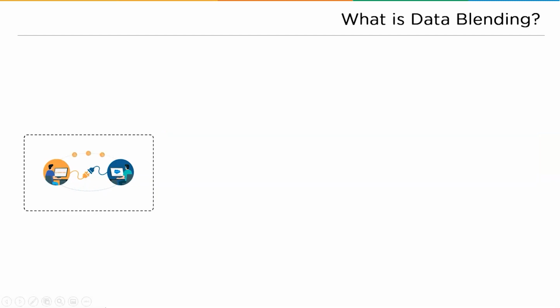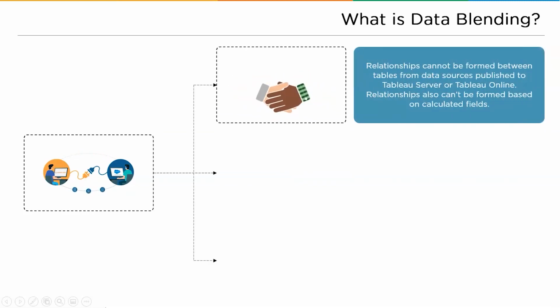You can take a screenshot of this and keep it for further reference. Now, as we discussed, there are some existing ways to combine your data, such as relationships, joins, etc., and then we have the data blending option. So first, relationships. Why exactly do we not prefer relationships in a few situations? Relationships cannot be formed between tables from data sources published to Tableau Server or Tableau Online. Relationships can't be formed based on calculated fields. When you use data blending, you can create calculation fields. Those are called data blending calculations.